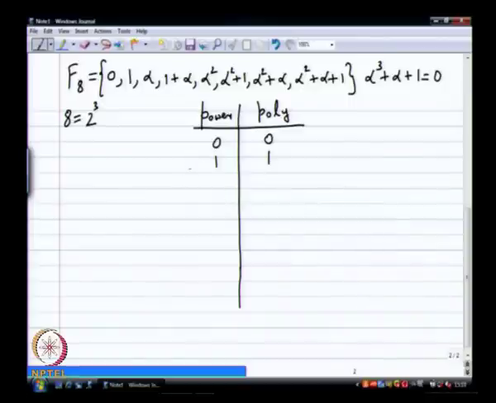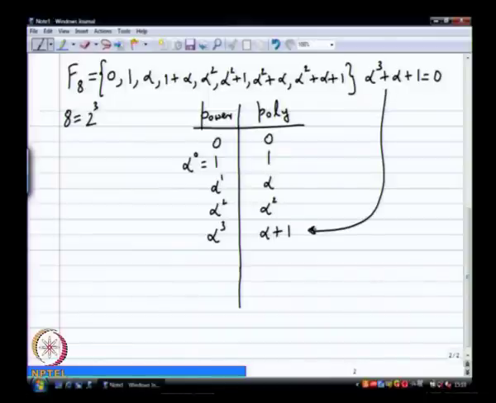So alpha power 0 is 1. Then you have alpha power 1, which is just itself. Then alpha squared is also alpha squared. Up to here there is no problem in the polynomial notation. Then when you go to alpha power 3, clearly it is not in the list of elements I have in F8, but I know I can simplify it using the primitive polynomial. So alpha power 3 becomes alpha plus 1. You simply use this equation here to get alpha power 3 to be alpha plus 1. Then alpha power 4 is quite easy.